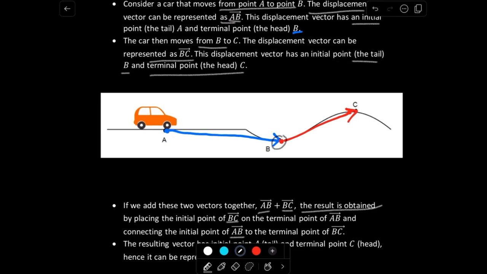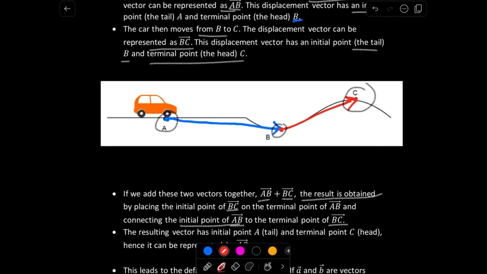So we are placing the initial point of BC on the terminal point of AB, and we get the resulting vector by connecting the initial point of AB to the terminal point of BC. Here is the terminal point of BC. Let's actually connect these. We go from the initial point of AB, that's basically point A, and we go to point C, which is the terminal point of vector BC. And there is my resulting vector. This pink line is my resulting vector.